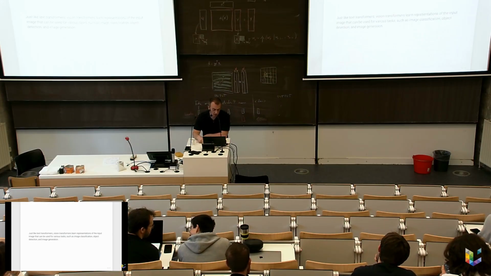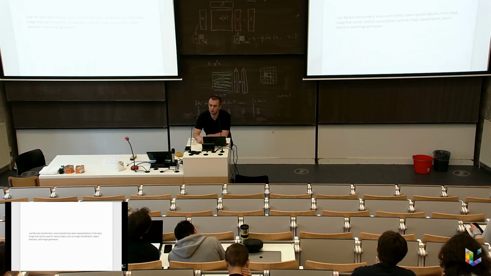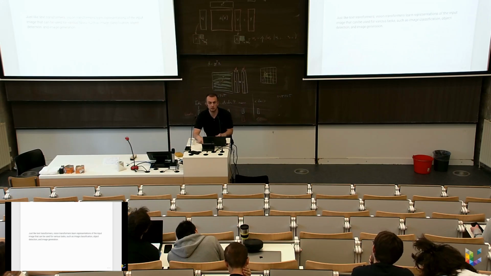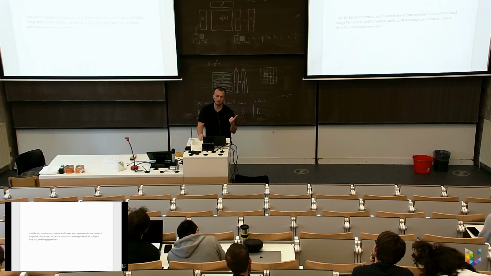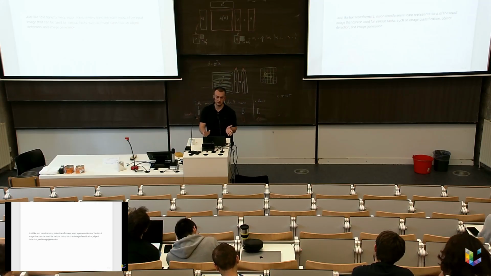And just like for text, where decoder-only transformers are usually very good at learning representations that are useful to solve many tasks, you have the same thing for the vision transformer. The representation that you learn from a ViT can be used not only for classification, but for many other things, like object detection, image generation, and all these tasks that we talked about last week can also be solved using a transformer. Yes?